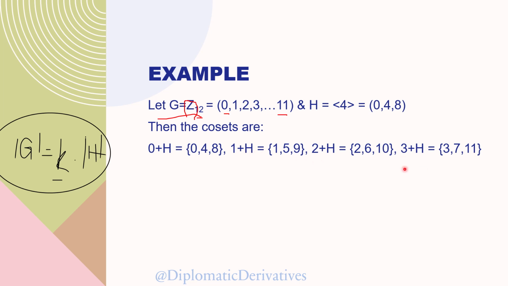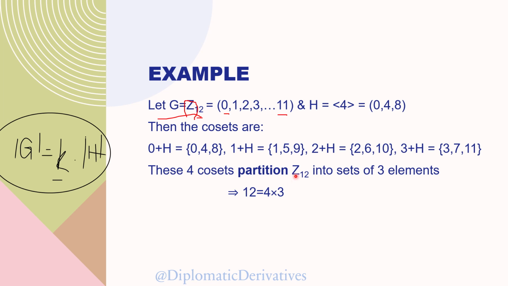Alright, now these 4 cosets partition Z12 into sets of 3 elements. That is 12, the order of the main group, coming from Lagrange's theorem. That is, order of G is equal to k times order of H, right? So the order of H divides the order of G. We see from this example that 12, the order of G, equals the number of cosets. How many cosets do we have? The number of cosets is 4. So it becomes 4 times the order of H. Order of H is 3. So that is 4 times 3 equals 12. This is what Lagrange's theorem is proving.